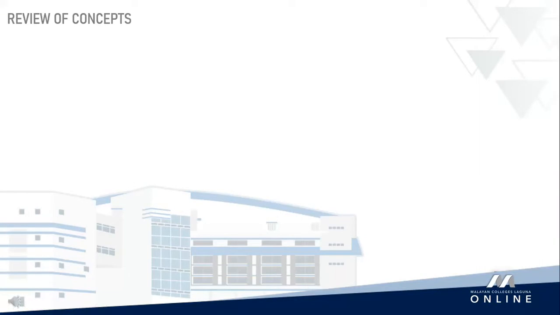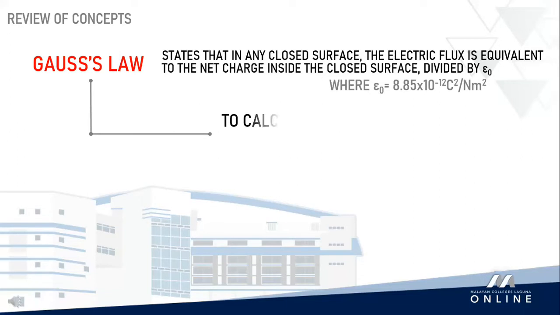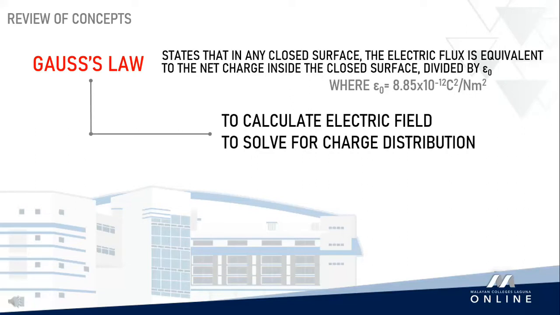Let us have a quick review of concepts we learned in the previous module about Gauss's law. We stated that in any closed surface, the electric flux is equivalent to the net charge inside the closed surface divided by a permittivity constant, epsilon sub 0. And we can use Gauss's law in calculating, first, the electric field if the charge distribution is provided, and second, calculate the charge distribution if the magnitude of the electric field is given.